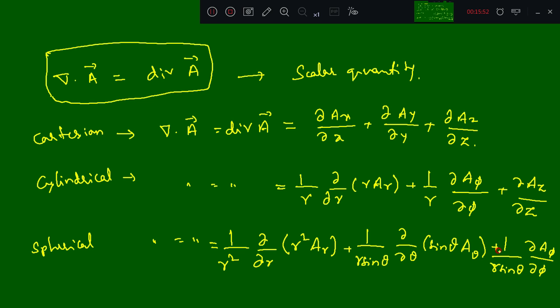So these are the different forms in the different systems. If you go for Cartesian, this is the form. If you go for cylindrical, this is the form. If you go for spherical, this is the form. When we solve the problems, we will understand which coordinate system and which formula we have to use. While solving those problems, I am going to tell you which to use. So this is about the divergence and the del operation.